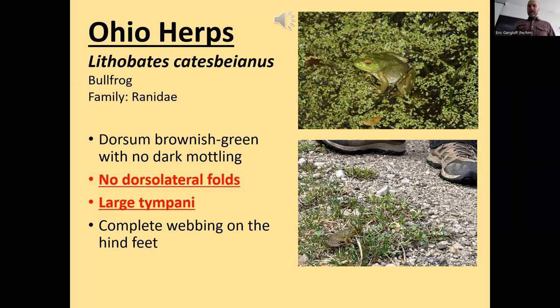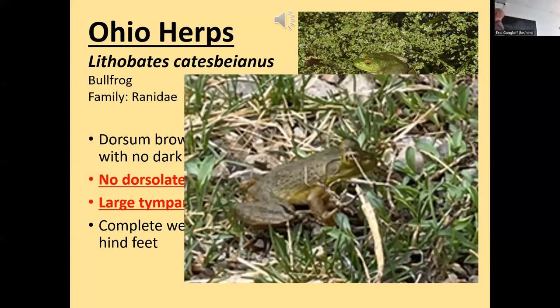Great. They also have no dorsolateral fold, though they have this large tympanum. So this is basically their eardrum. You can't actually see it too great in either of those pictures. So you can see it pretty well in here. It's this large circle just posterior to the eye. And notice it's the same size as the eye or bigger. So bullfrogs have this really large tympanum, singular, tympana, plural. That call is pretty distinct.